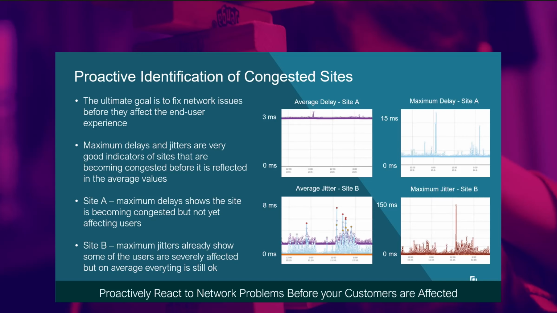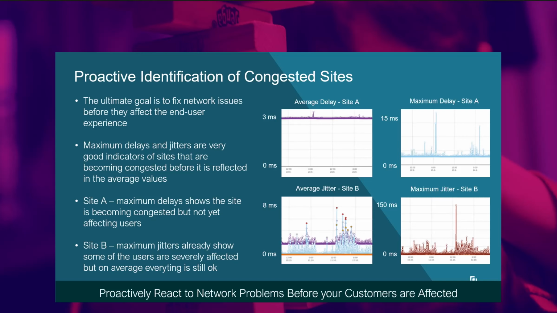But still perhaps not alerting, but something to take notice of. Now in site B, we have another situation where we can actually see that we are already in the red, so to speak.